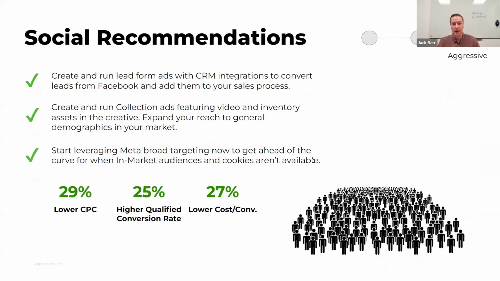And then as we look at how to get aggressive, maybe you can do some lead formats where you have customers fill out their information directly on the social platform that they're on. Running collection ads, featuring your inventory in videos, or doing inventory assets with VDP specific information is really crucial. But also understanding, looking at broader audiences of targeting.